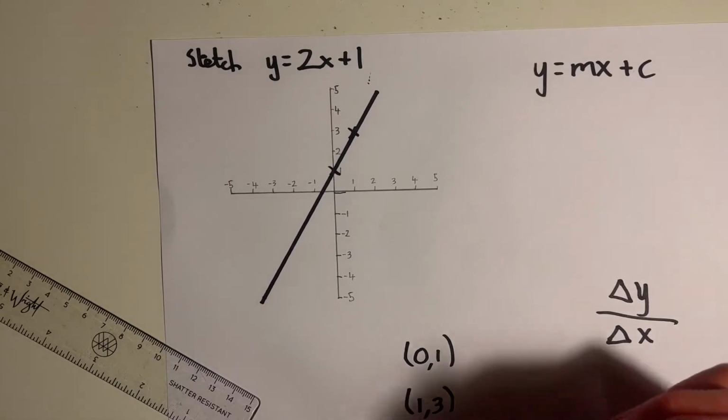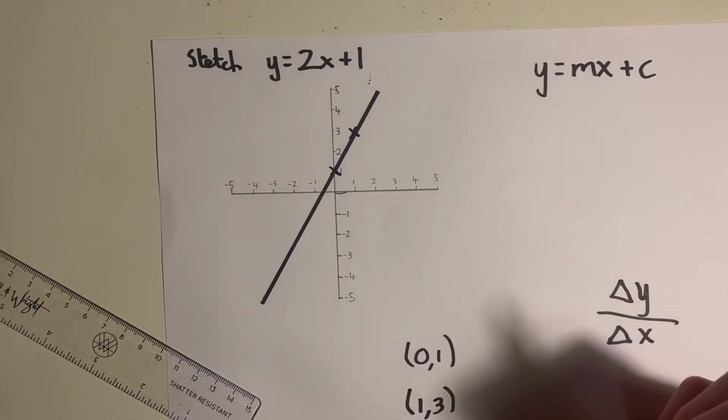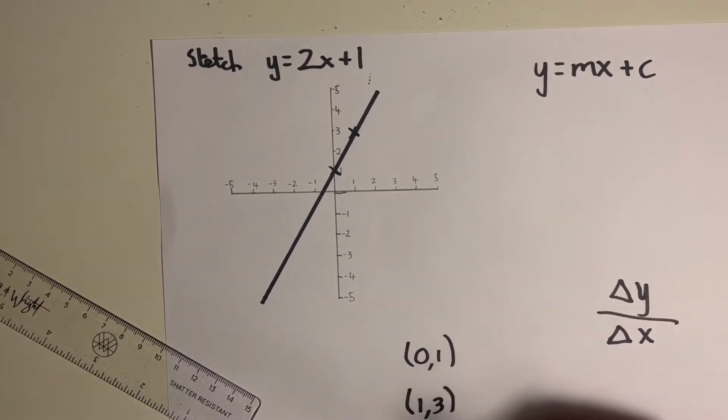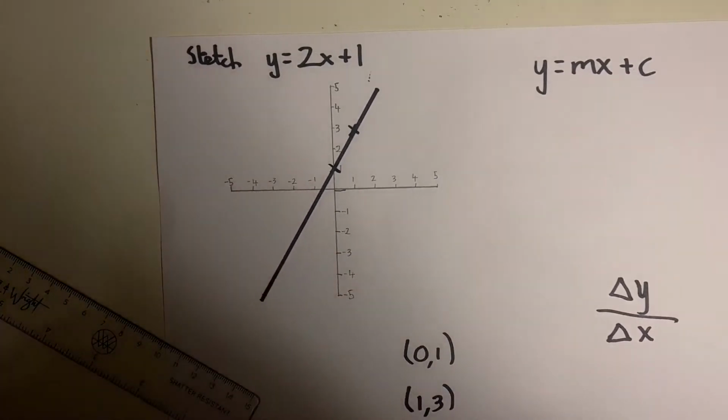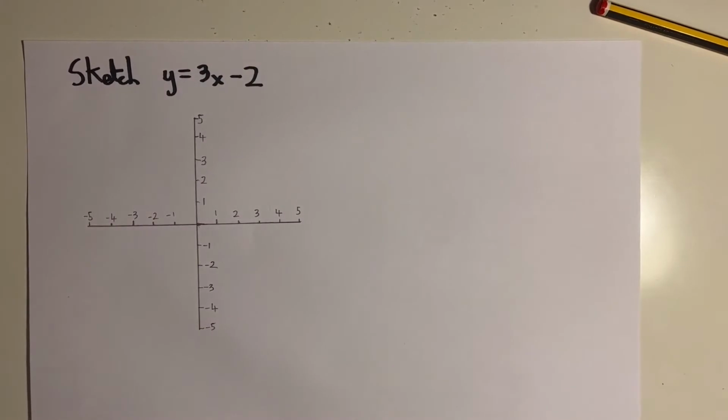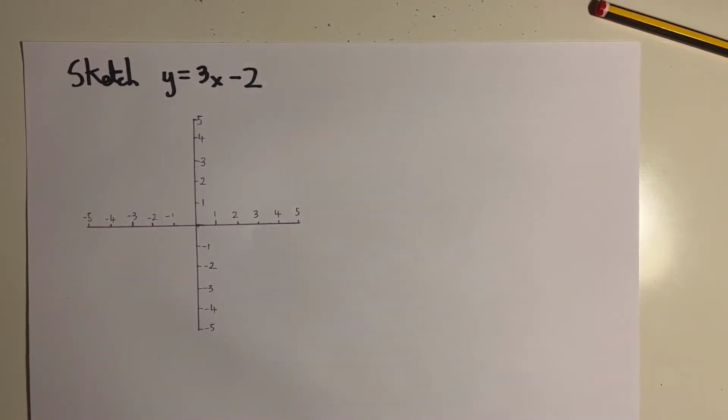It's quite an easy topic, as you can see. So I'll show you an example which you can do for yourself now, and I'll show you the answer. Okay, so we've got another example here. Sketch y equals 3x minus 2. I'll let you do this at home. Pause the video now, and I'll show you the solution. Let's get into it.